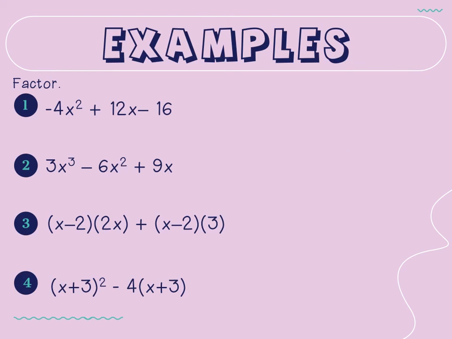If I look at the first one, what number goes into all three of those terms? 4. Okay, if I take out a positive 4, then I'm not changing the sign. So this would be negative x squared plus 3x minus 4.